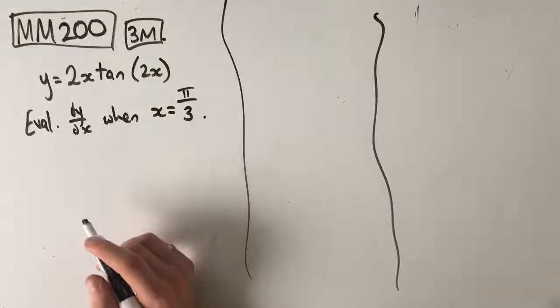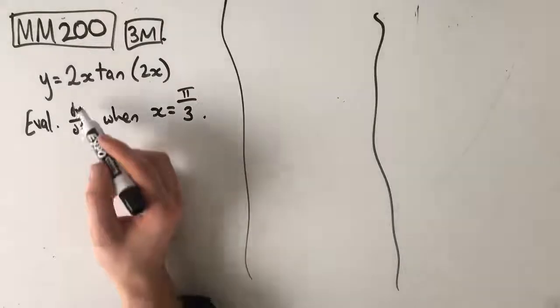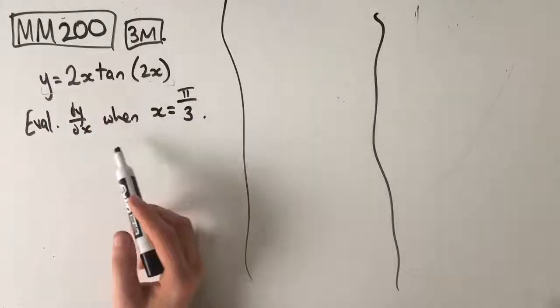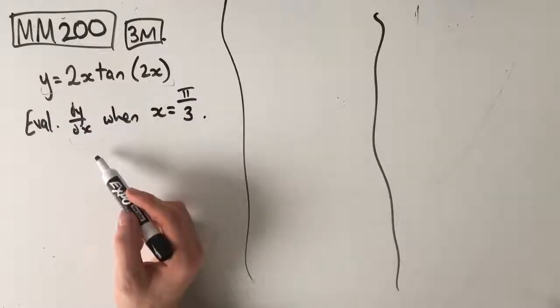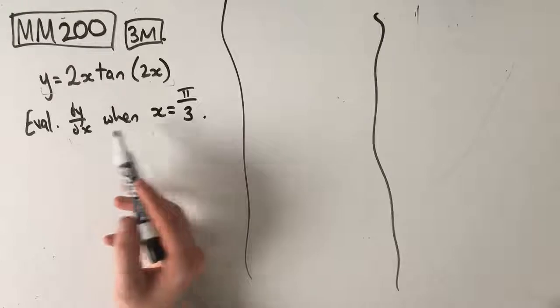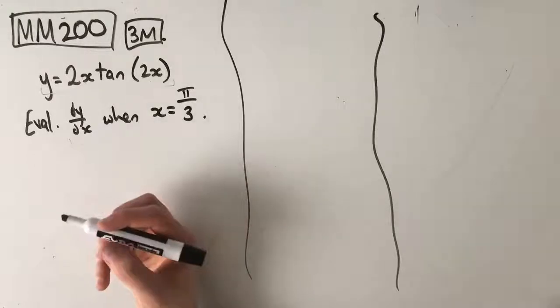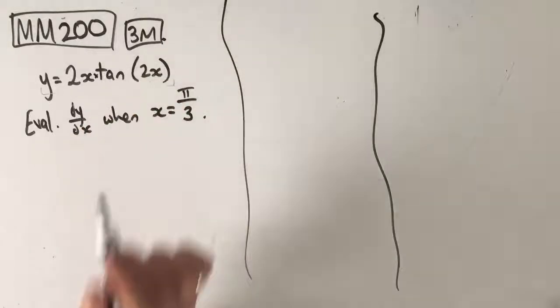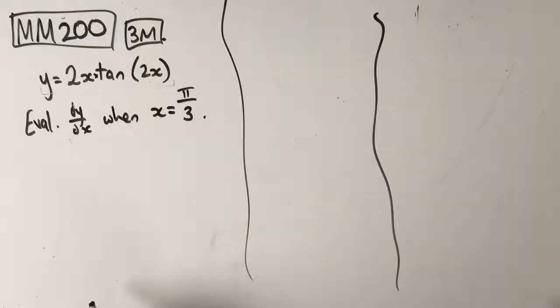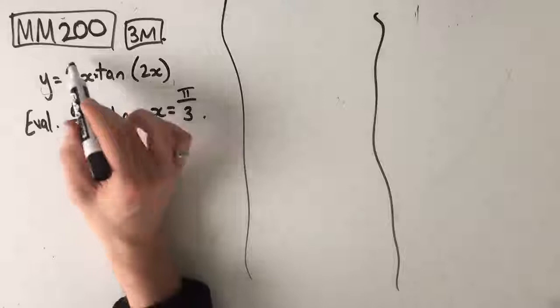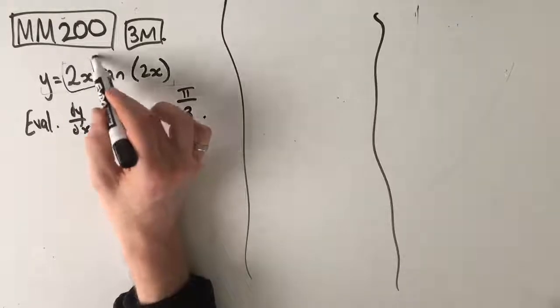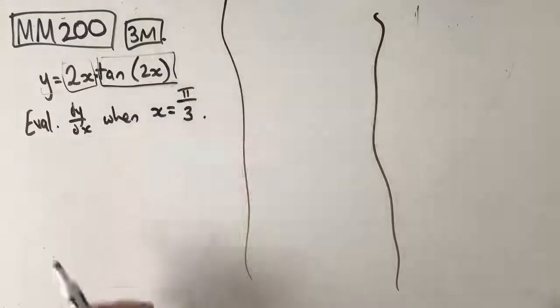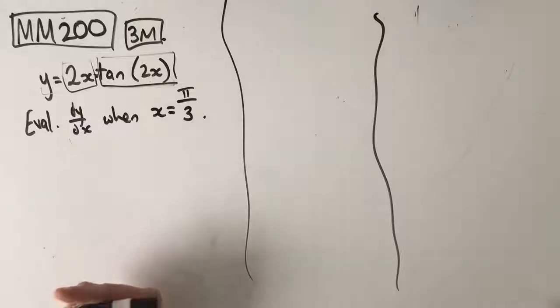First things first, we need to differentiate y with respect to x, because we need to find out what dy/dx is, just the function, before we can actually sub x in. First things first again, is recognizing that this is a product rule function. We have one function here, 2x, and we're multiplying it by another function, tan 2x, which tells us that we need to use the product rule.